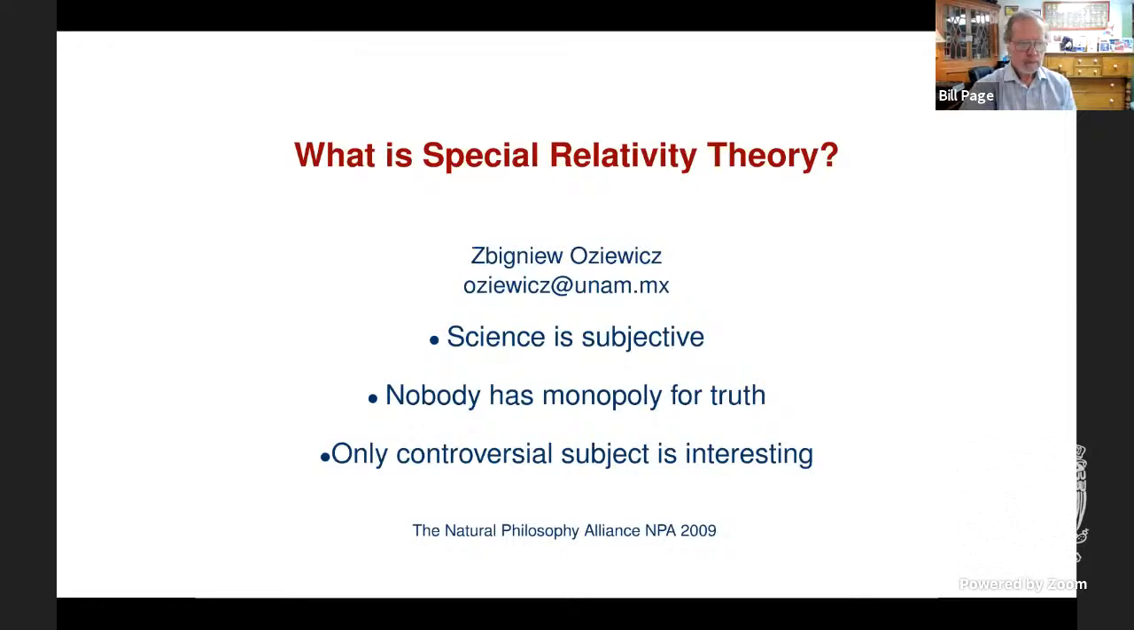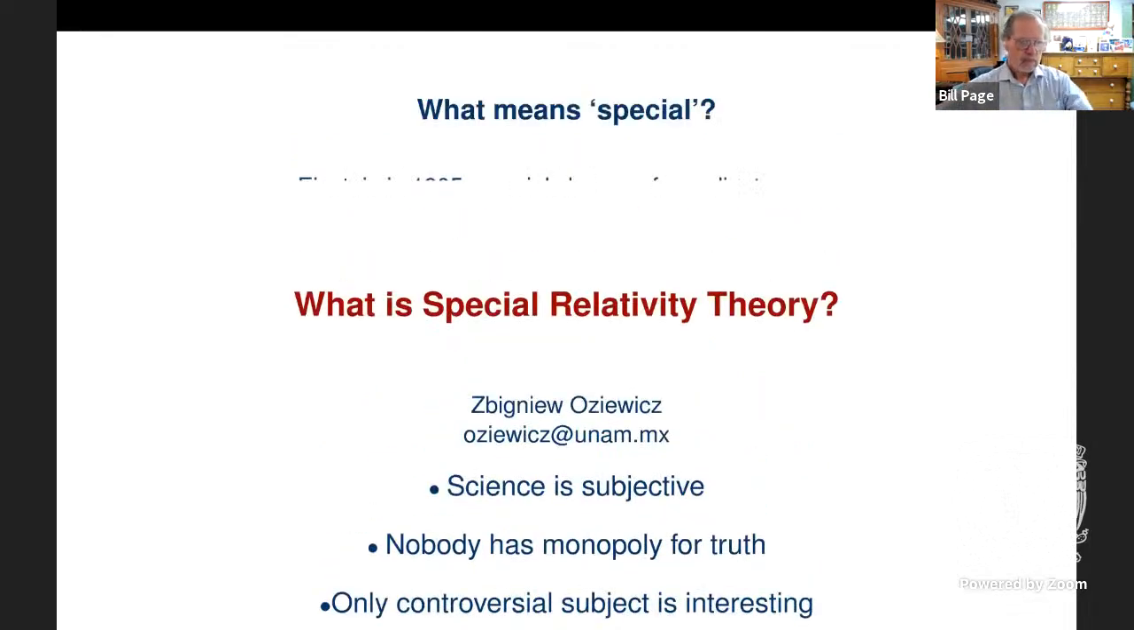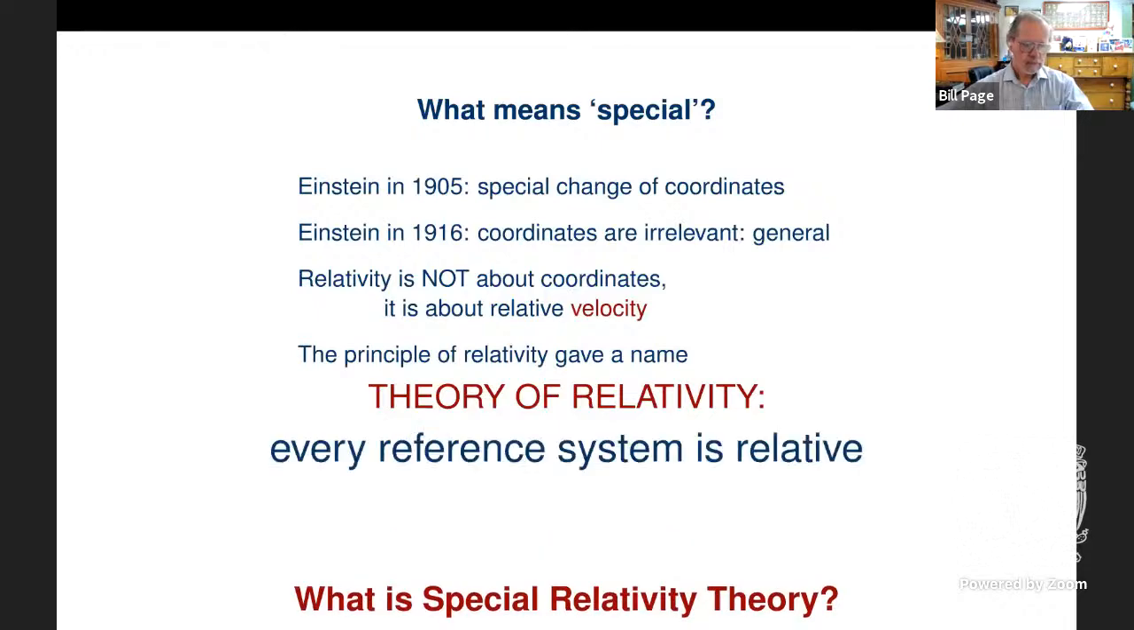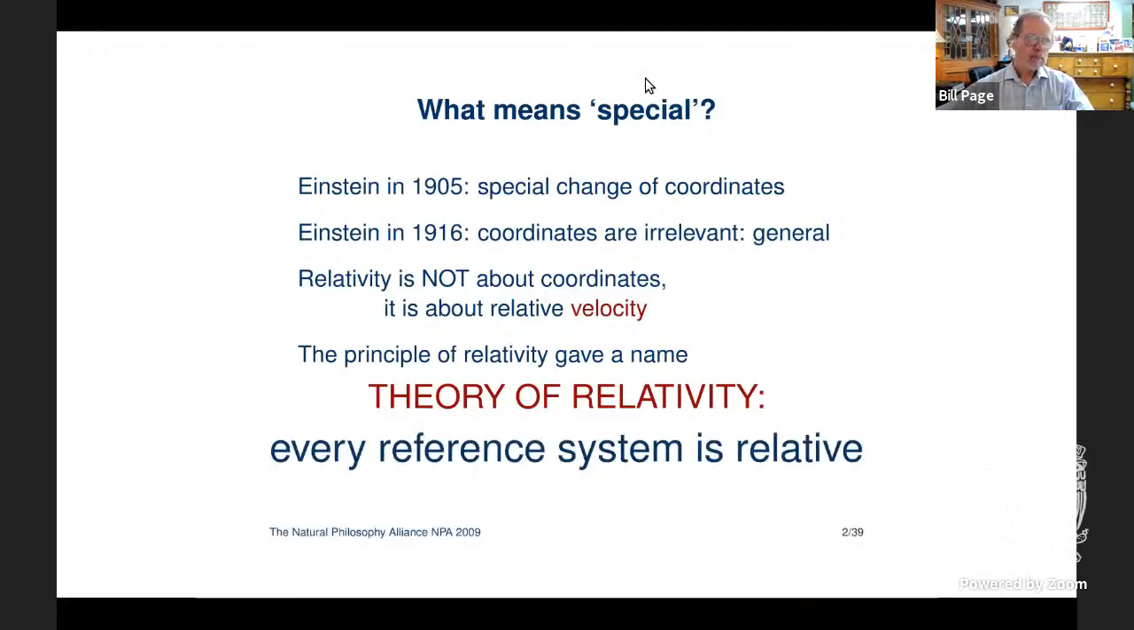Robert Kien is also controversial. So I don't like this name special. What do special names mean?